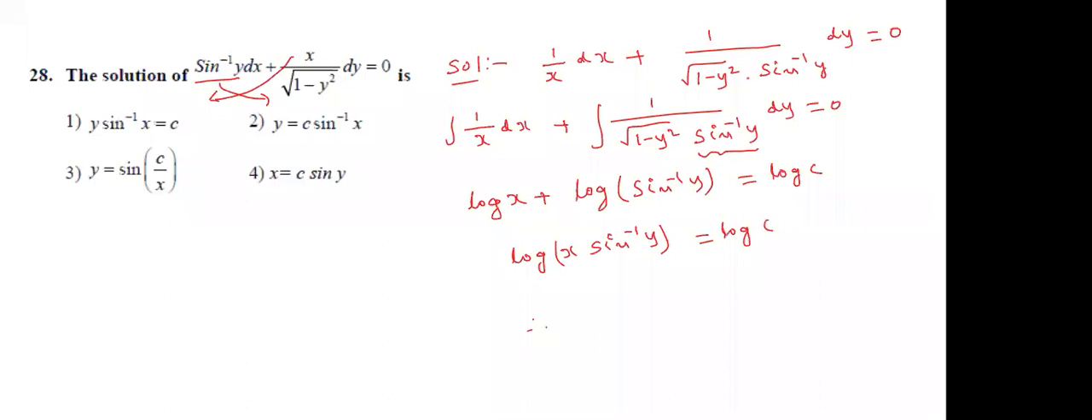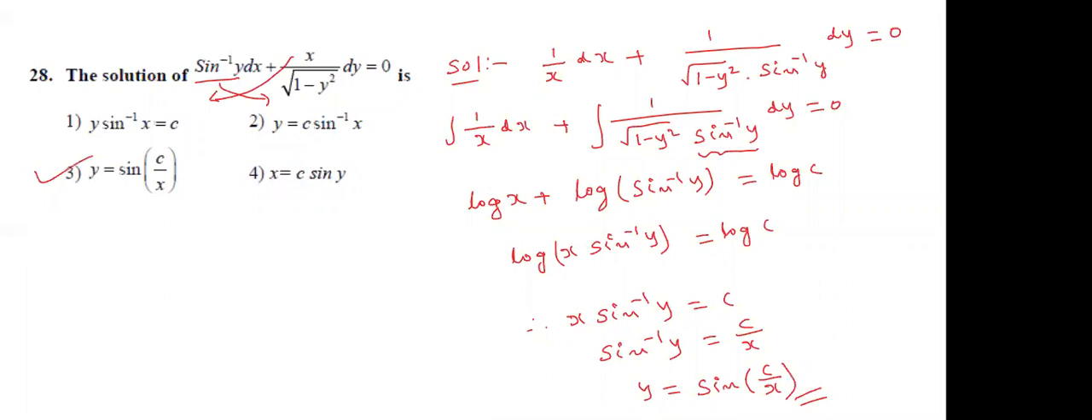Now finally, what is the answer, students? x sine inverse of y, that is equal to c. This is the answer. So which option is correct? Here some more calculation is needed. Sine inverse of y, that is equal to c by x. Now sine inverse send to the right hand side, you will get sine of c by x. This is the answer.